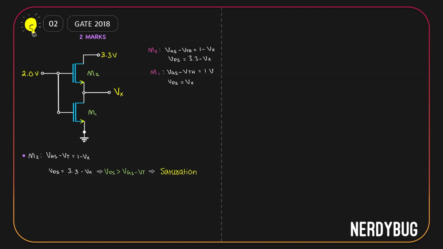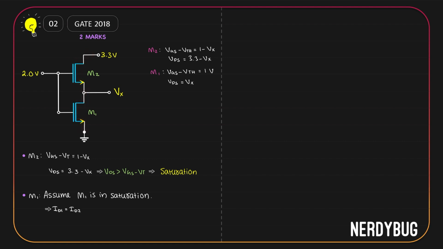Now, for M1, VGS minus VTH is 1 volt, VDS is Vx. So there is no way we can conclusively say that VDS is greater than VGS minus VTH because we don't know the value of Vx yet. So let us make an assumption. Assume that M1 is in saturation. Now drain current of M2 flows like this. Drain current of M1 flows like this. That means technically drain current of M2 is equal to drain current of M1.